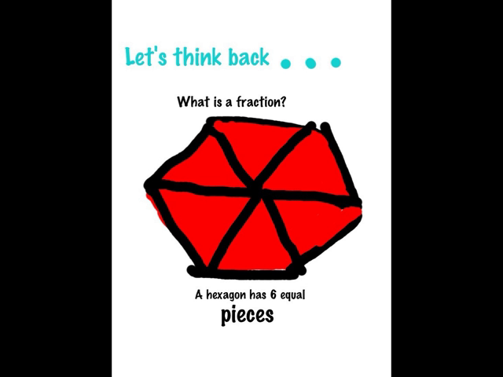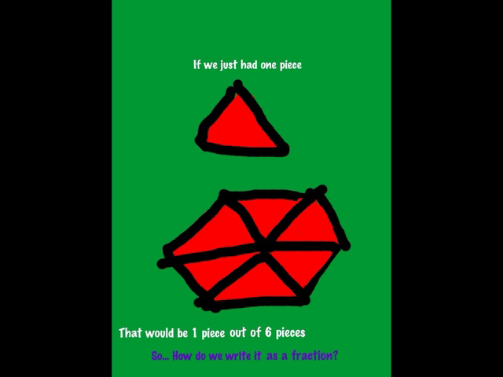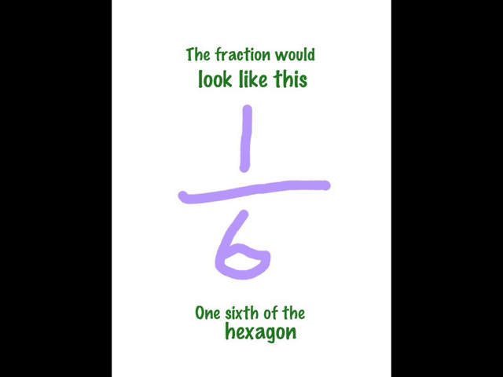Let's think back. What is a fraction? If we look at this picture, we can see a hexagon with 6 equal pieces. If we had just one piece of the hexagon, one piece of the whole, that would be 1 out of 6 pieces. So how do we write this as a fraction? The fraction would look like this, 1/6. 1/6 of the hexagon.